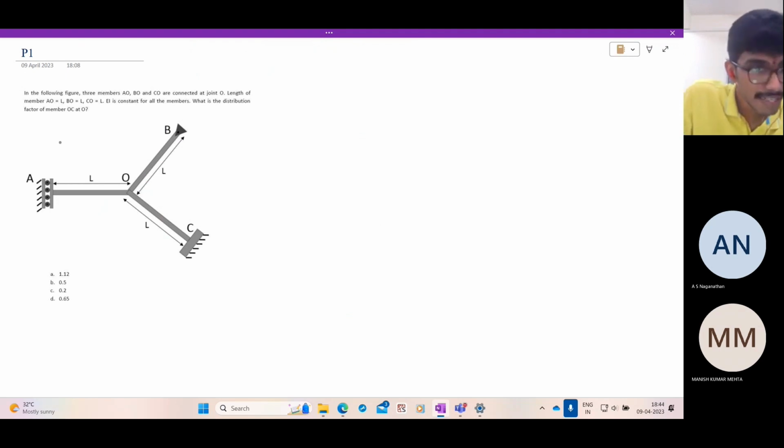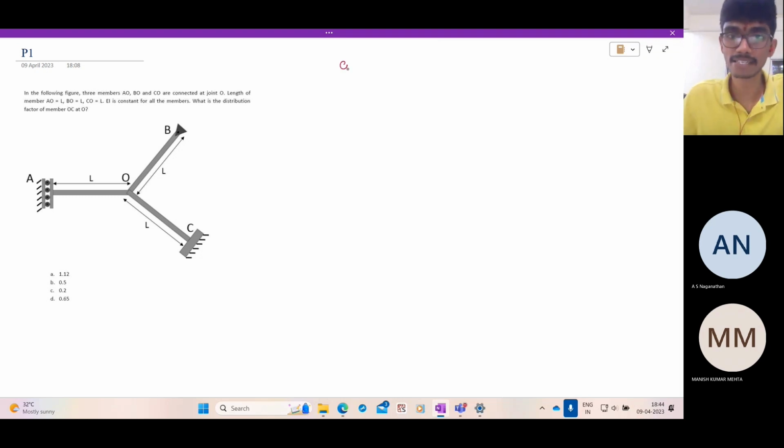So in the following figure, there are three members AO, BO, and CO connected at the joint O. All of them have the length L and EI is constant for all of them. Now they're asking us to find out the distribution factor for the member OC at the joint O. So let us do it. Now we should be careful because not all the joints in this are fixed joints. So let us do it step by step in a systematic manner.